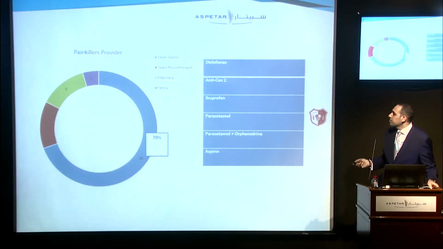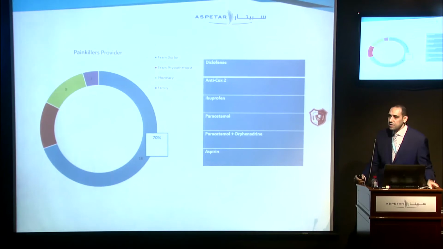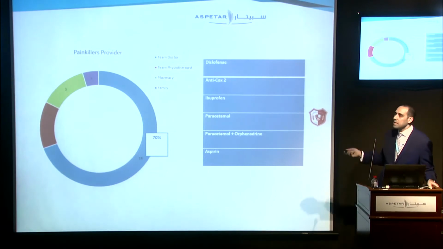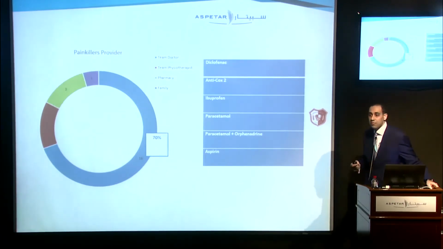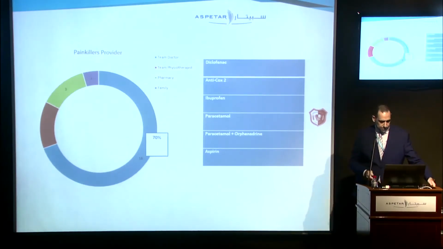And also 70% were obtaining their NSAIDs for an indicated use, of course, from the clinic director, from Dr. Suhail, but the 70% were also getting it from different resources, in addition to the other 30% where they were getting it from different places. And the most commonly used anti-inflammatory, the one from Dr. Suhail, is diclofenac and celecoxib. They were ranking the top 2 of the list.